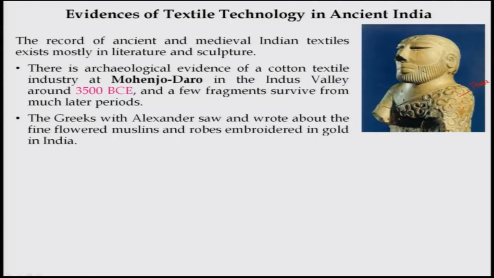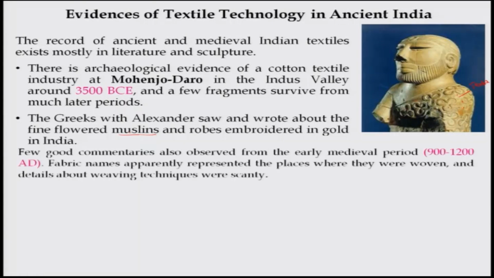And when Alexander invaded this country, he saw and wrote about the fine flowered muslins, a kind of very fine cloth, and ropes embroidered in gold in India. If you look today also, people are having very fine gold being embroidered in the cloth, particularly in the Banaras region. Those cloths, the saris and other things, are quite costly, but that work is still going on at this moment, though maybe it may not really sustain further.